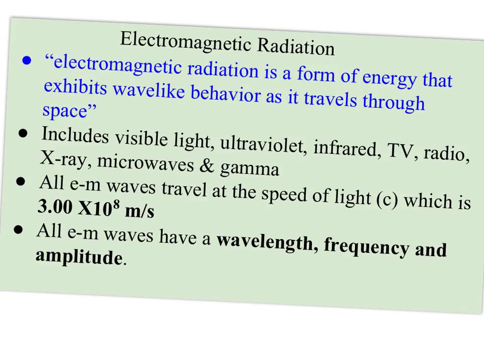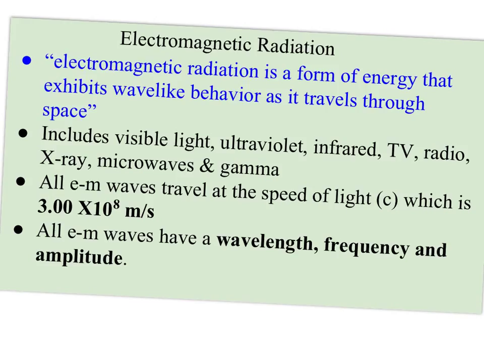So here's the confusing part. Because it gives off light, and light's a form of electromagnetic radiation, which is a form of energy, we have to do some physics work in Chapter 5. So electromagnetic radiation is a form of energy that exhibits wave-like behavior as it travels through space.